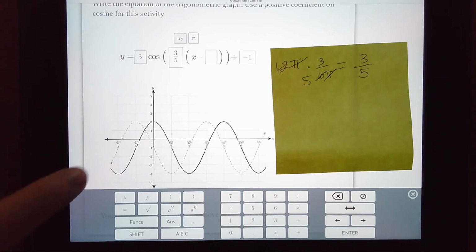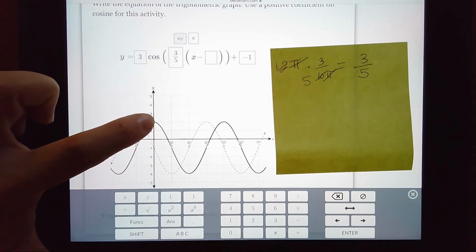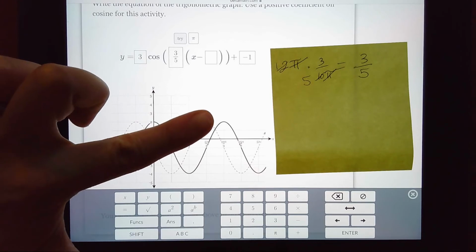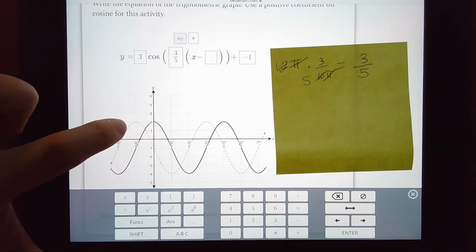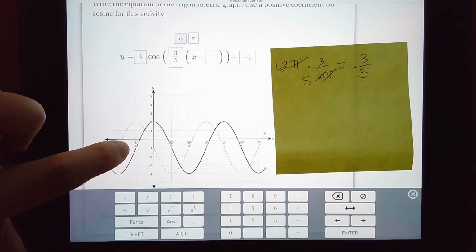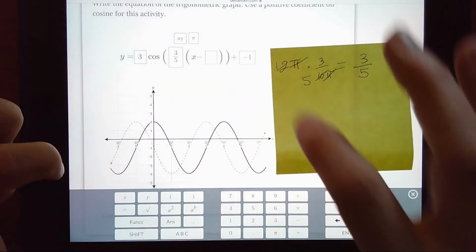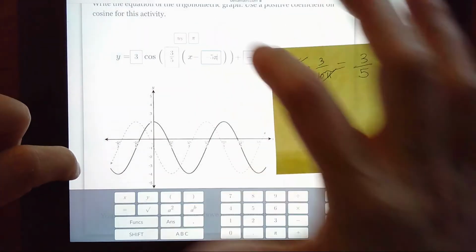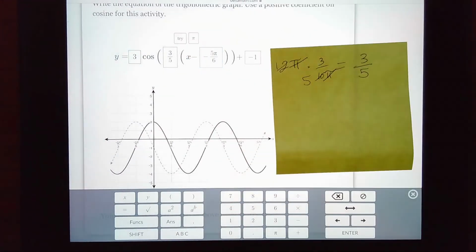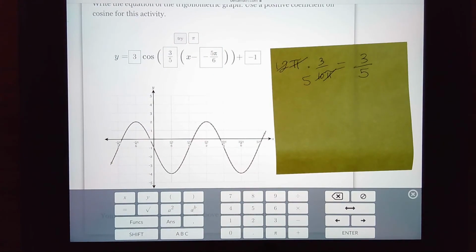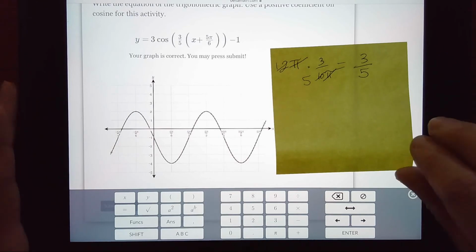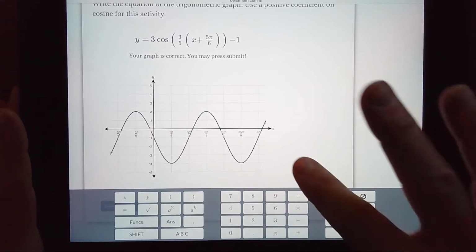Okay, and then I can see this peak right here. I could go to the right, or I could even shift it back 1 box. So if I'm going back, I need to put in -5 pi over 6. So I could try it that way. Okay, and there's one more.